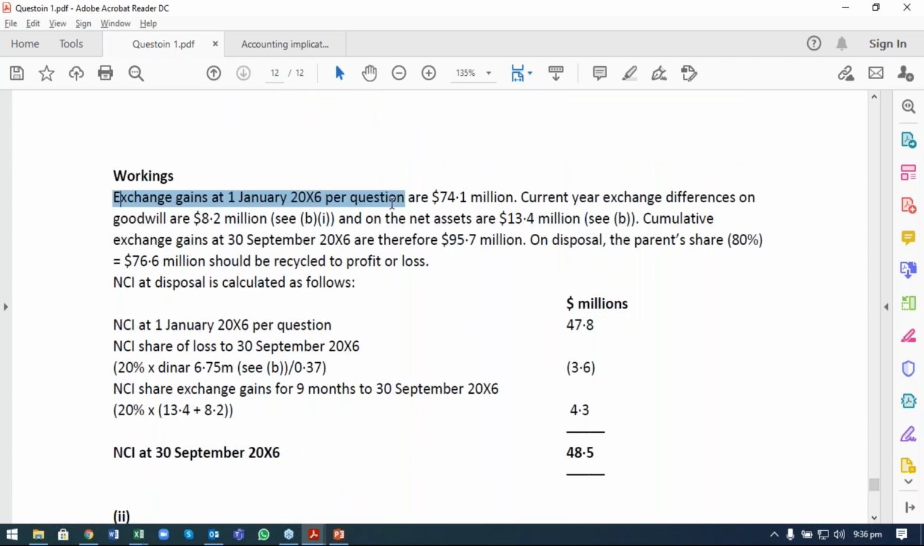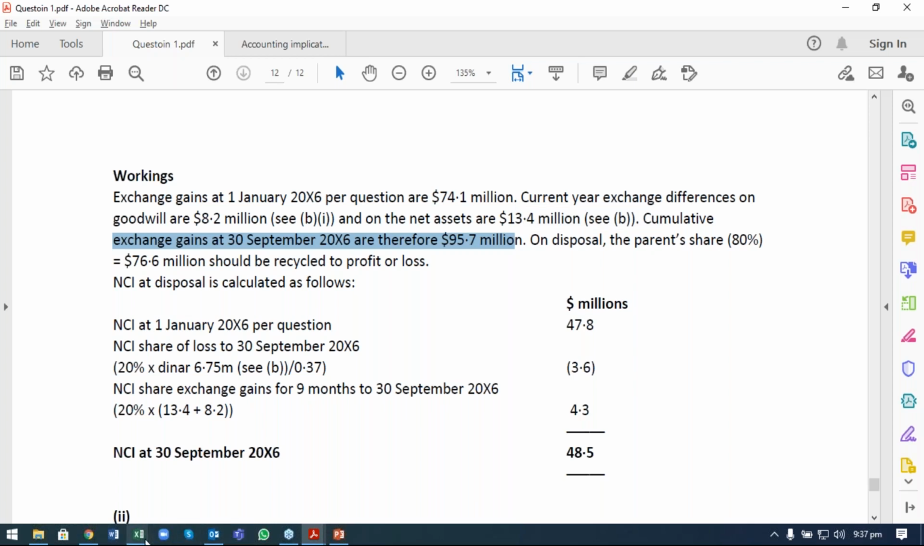The exchange gain loss in the first NB, as per the question, was this value which was provided. Current year exchange differences on goodwill was 8.2 million. On the net assets, 13.4 million should be related to the parent and the rest is related to the NCI. And the foreign exchange gain is therefore 95.7 million. It is giving you the total we have already calculated.